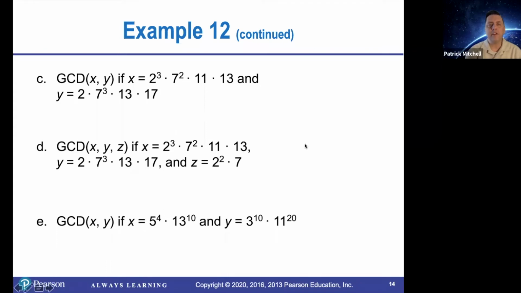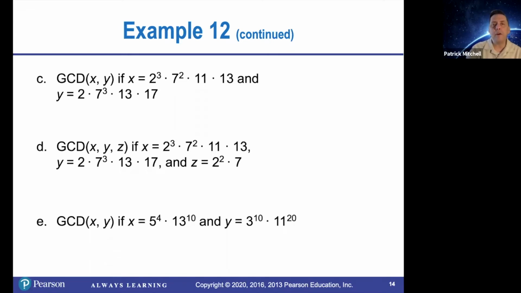All right, continuing this example, let's find the GCD of x and y. If x is 2 to the third times 7 to the second times 11 times 13, and y is 2 times 7 to the third times 13 times 17. So first, the prime factors that those two numbers have in common are 2, 7, and 13.